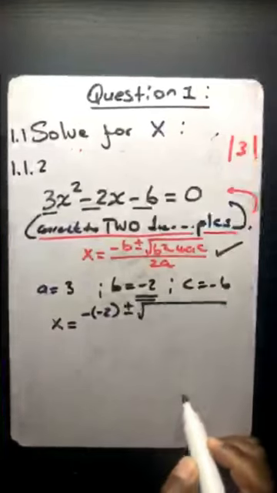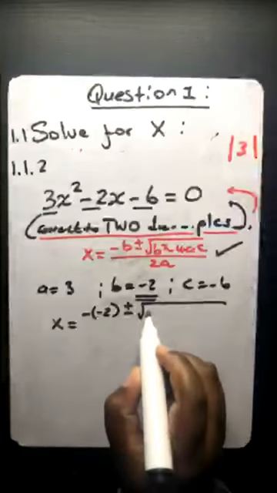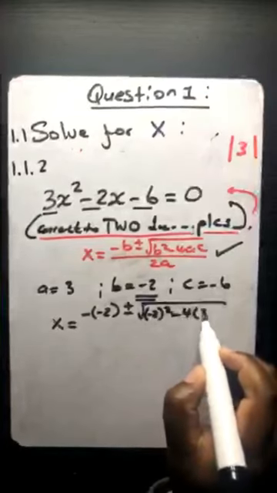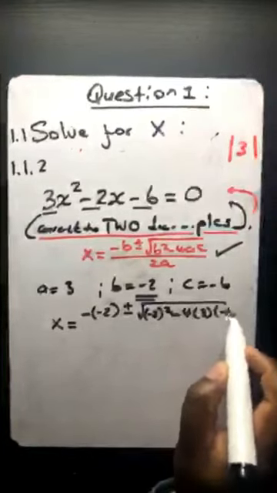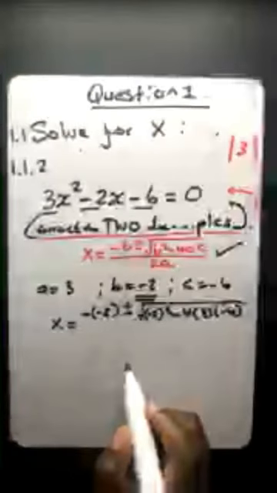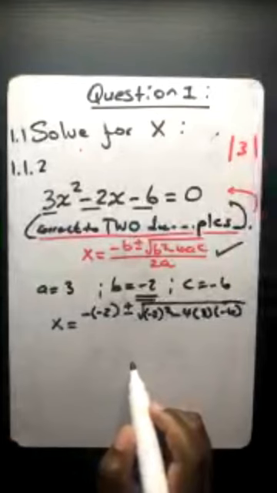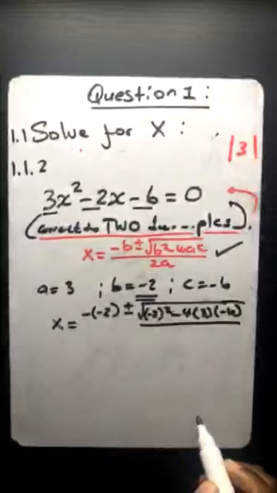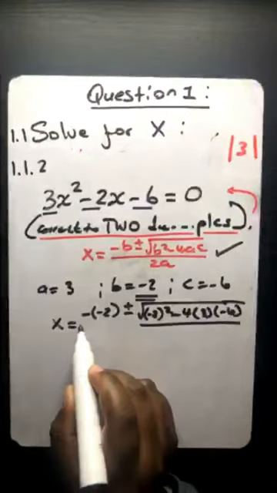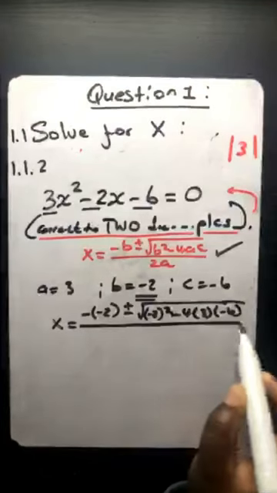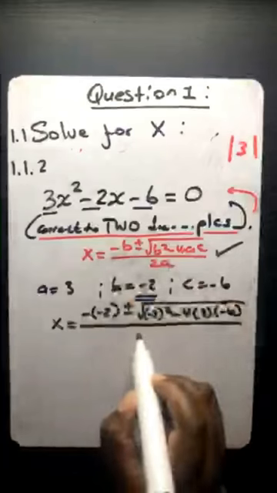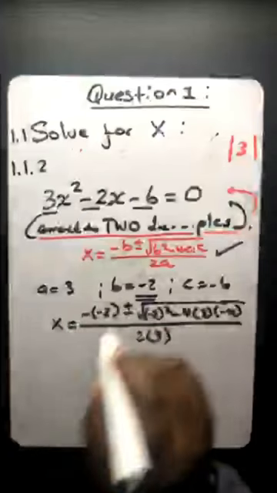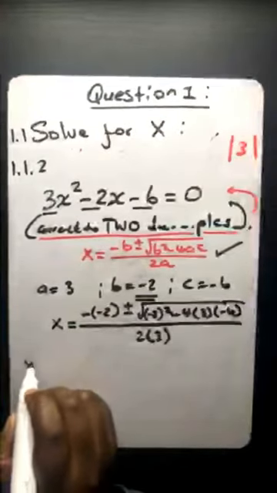So negative B, which is negative of negative 2, plus or minus the square root of negative 2 squared minus 4 times A. What is our A value? It's positive 3. What is our C value? It is negative 6. Guys, be very careful to make sure that the over line is not just over where you do it there. It is the over starting from there all the way up to there, meaning everything is over 2 times A, A being 3. Once you get to this stage, that's when you can punch all of that on your calculator and then you get that fraction that you write there.